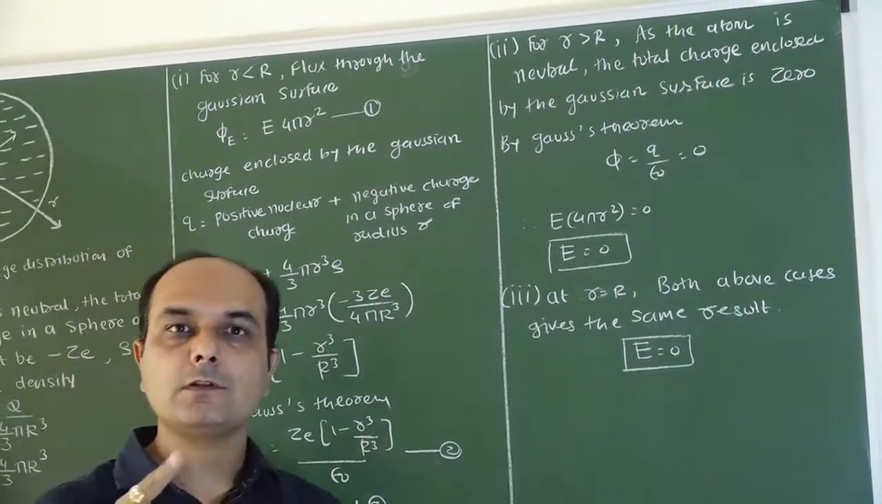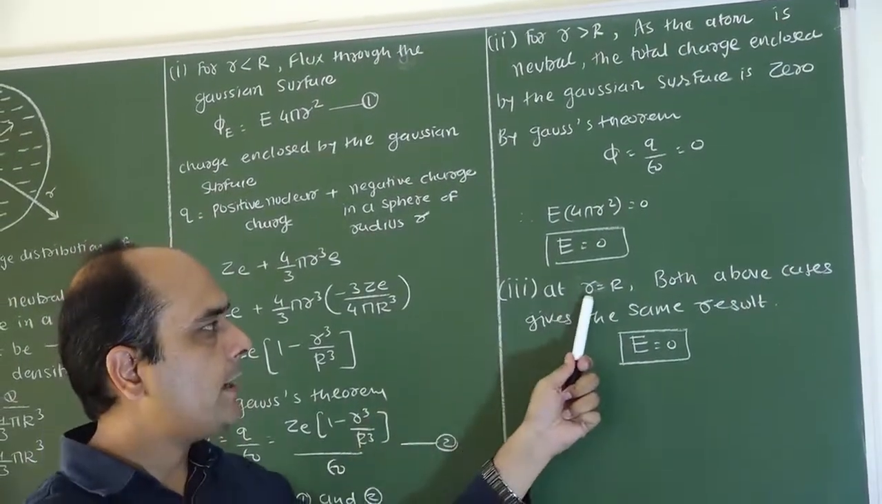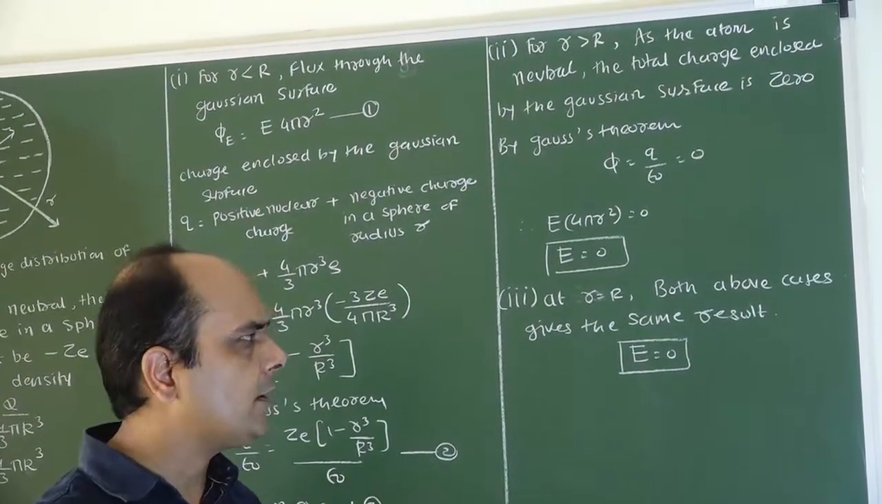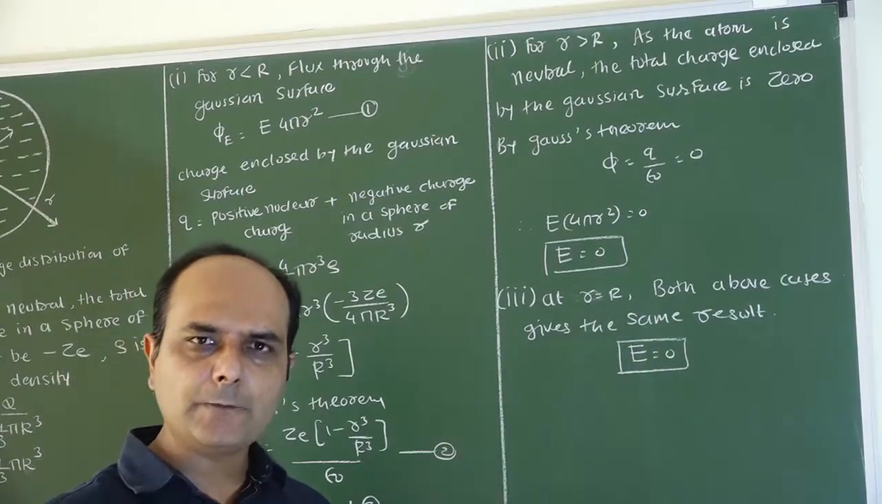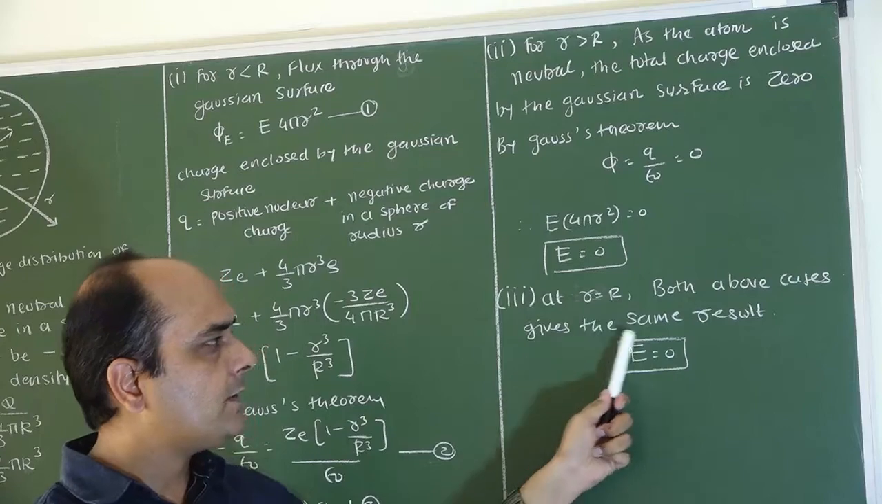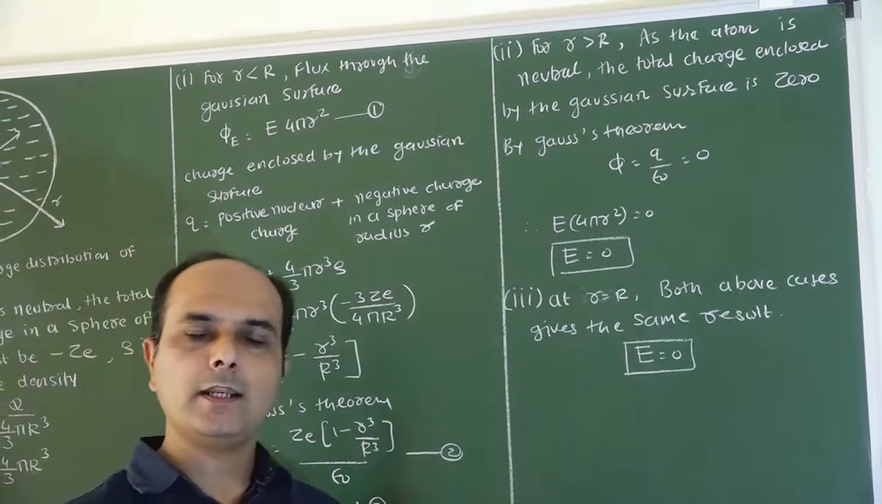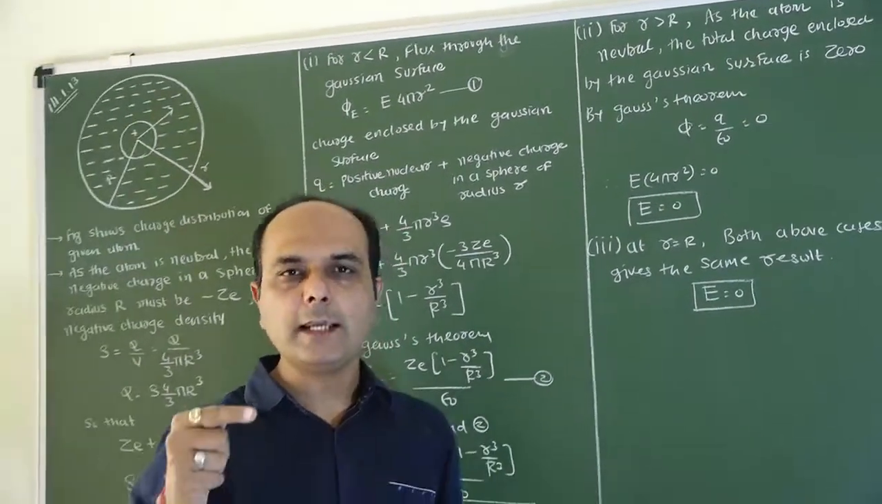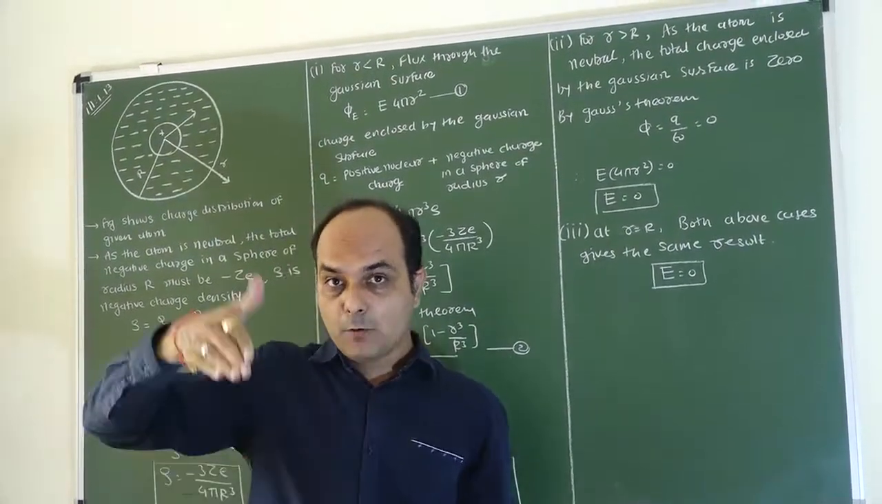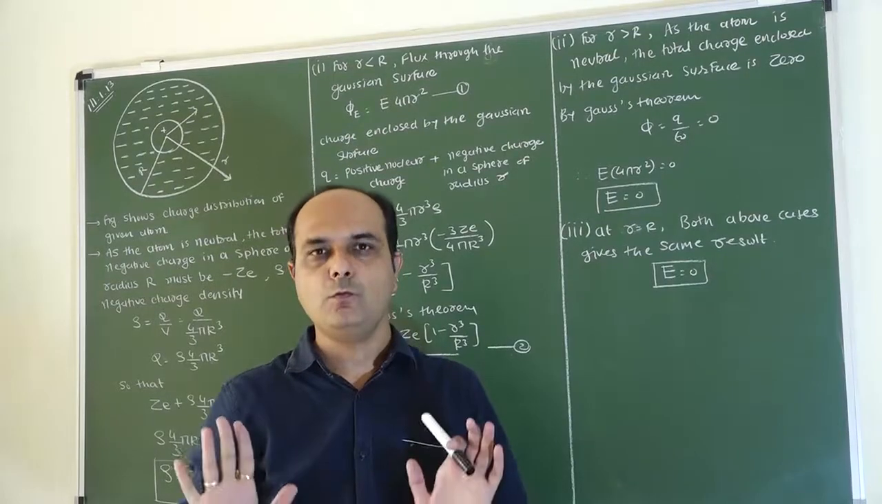Now the third case, on the surface of the sphere, that is at r equal to R. Again, the total charge enclosed by the Gaussian surface is 0, therefore the electric field is also 0. Both cases give the same result. So we can calculate the electric field within the sphere, on the surface of the sphere and outside the sphere. On the surface and outside, the answer is 0. Okay.